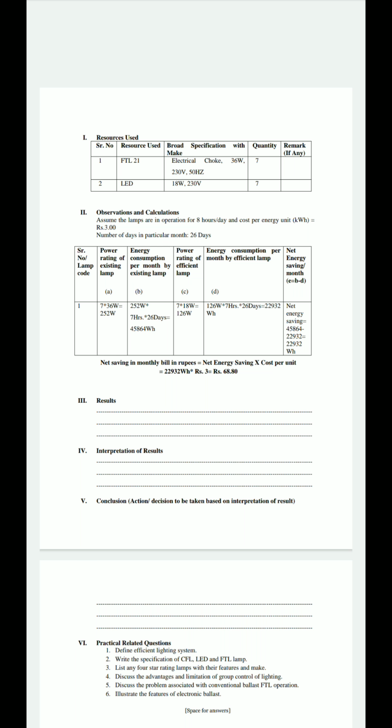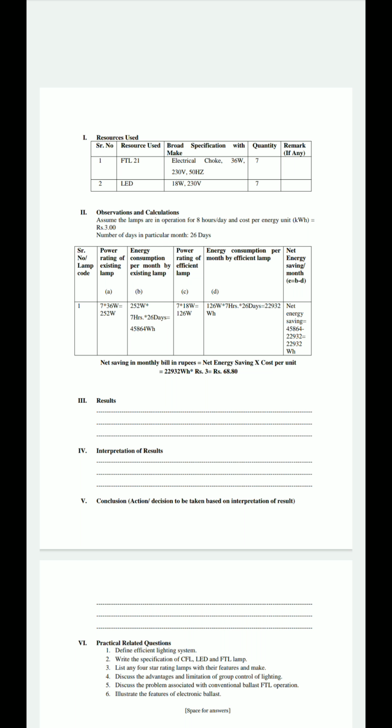Okay, so the resources used. Here we use the FTL20. The rating of this lamp is 36 watt, with an electrical choke, 230 volt, 50 hertz. The second is the LED, the energy efficient lamp. The rating is 18 watt, 230 volt. The quantity is 7. Then next is the observation and calculation.